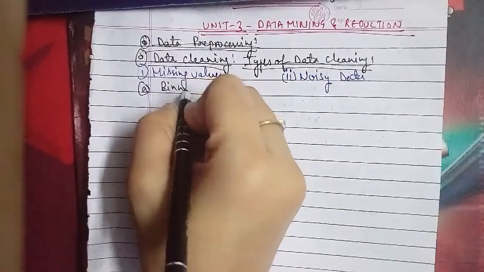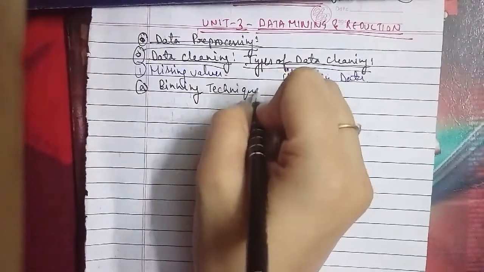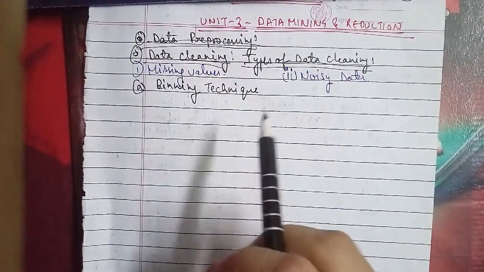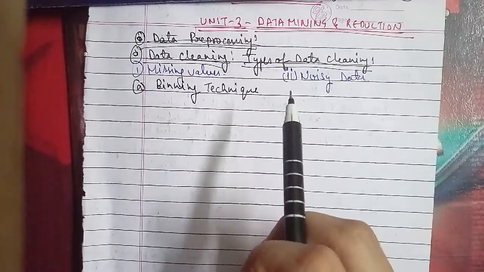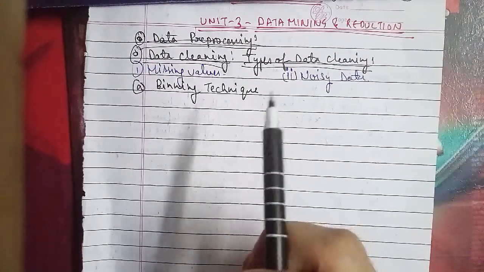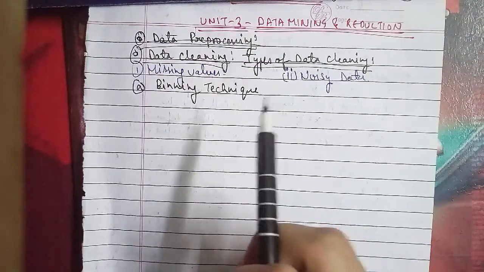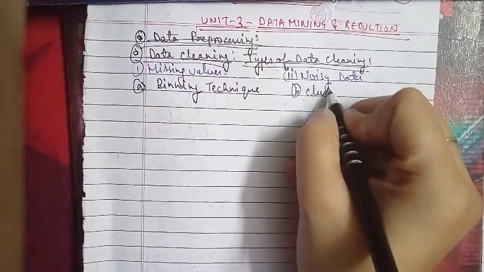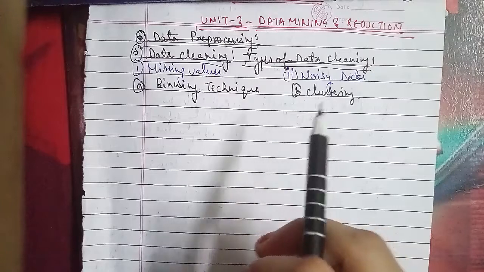In the binning technique, this method smooths the sorted data by consulting the neighborhood values around the noisy data. The sorted values are distributed into bins, and because the binning method consults the local neighborhood, it does local smoothing. The second is clustering. Clustering helps in identifying outliers. Similar values are organized into clusters, and those values which fall outside the clusters are called outliers.